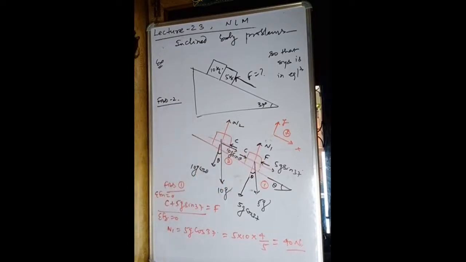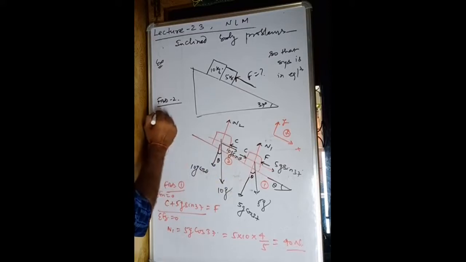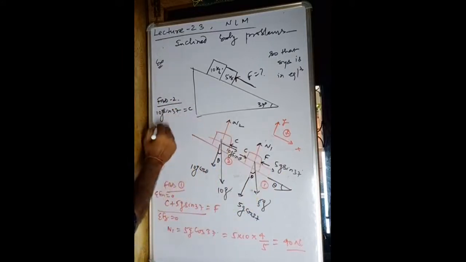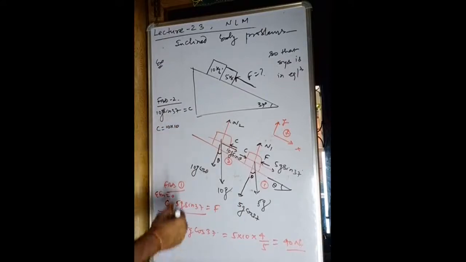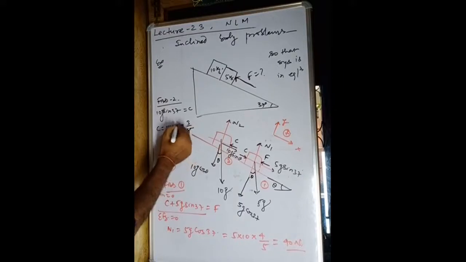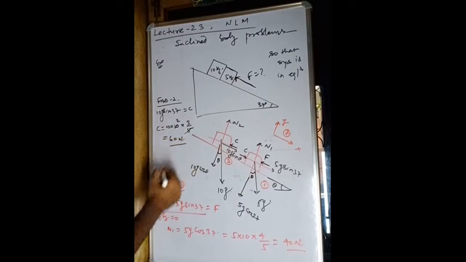FBD 2 for this one. In this direction, along the positive axis, we have the force 10g sine 37, and no more force in this direction. In this direction, we have C. So here C will be 10g. I am taking the value of g as 10 meter per second square for simplicity. Simple calculation, and sine 37 is 3 by 5, so 60 Newton. Okay, my dear students? So you can find here C, it is 60 Newton. Then you can find how much force is required to stop this block by the motor. Okay, my dear students?